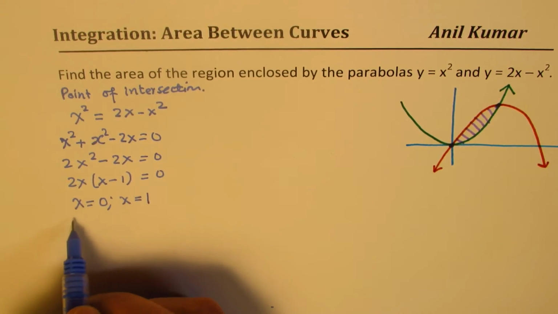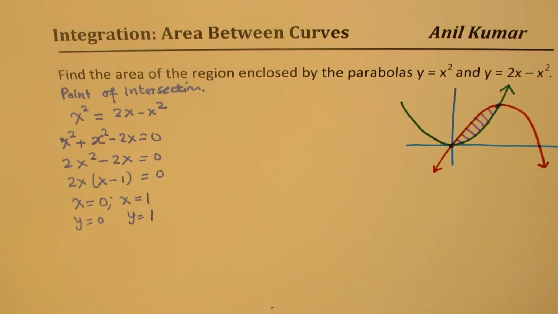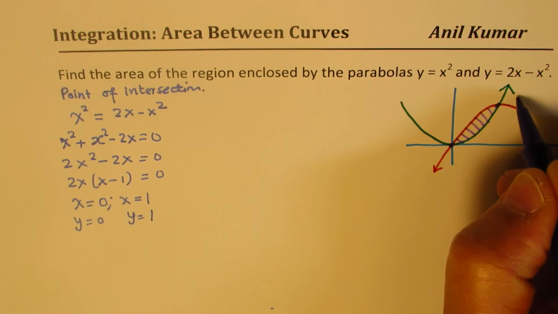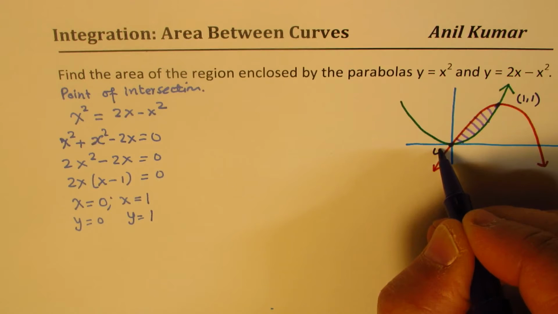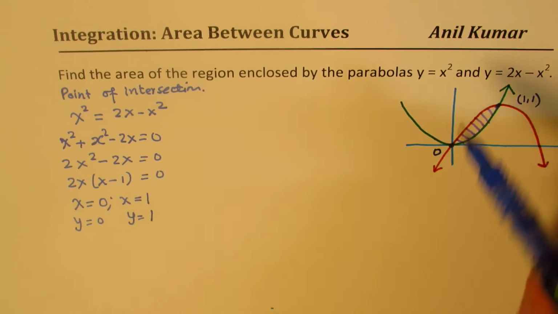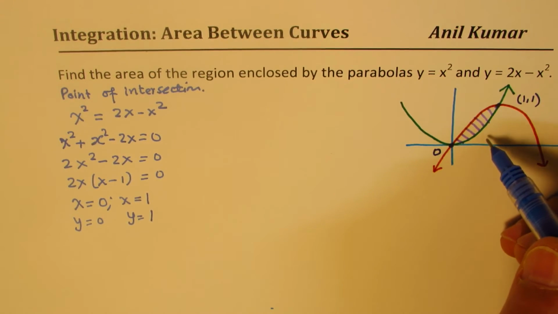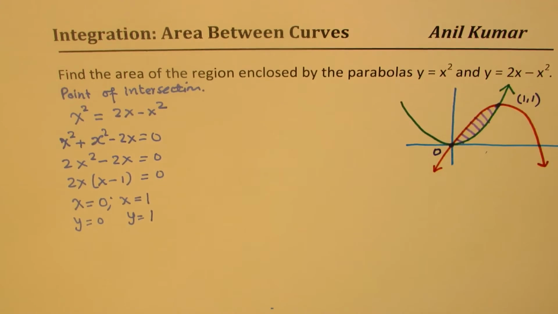Now if I put 0 here, then the y value is 0. And if I put 1 here, then the y value is 1, right? So 1 square. So we get these 2 points, and as expected, one of them is the origin, and the other one is at (1, 1). So we have this point at (1, 1), and this point is at the origin. Now, to find the area, what we can do is subtract the area of the region between the two curves, right? That should help us to find the area.